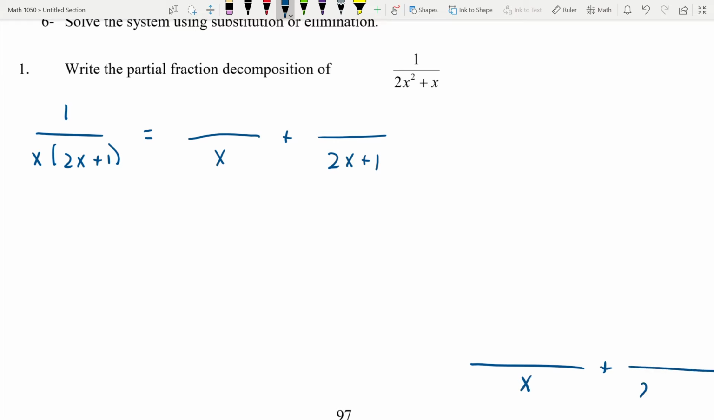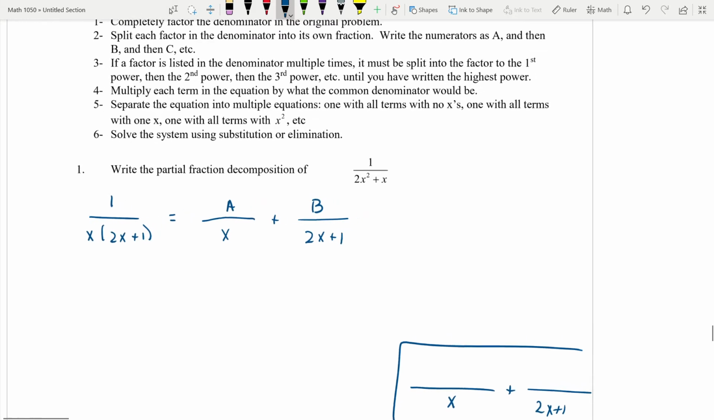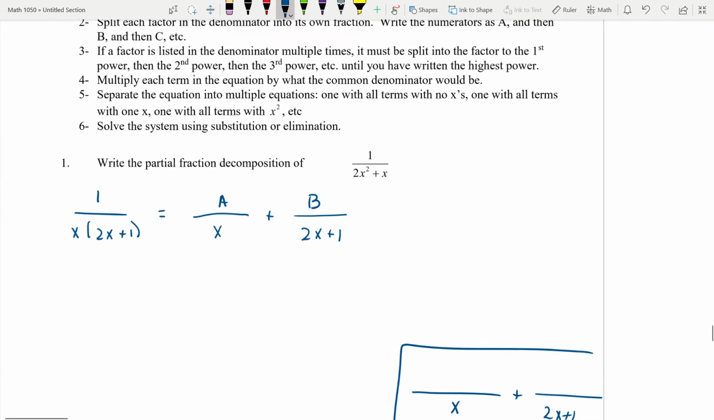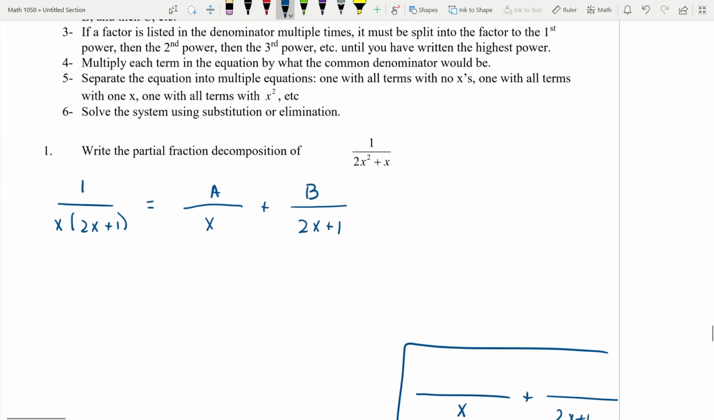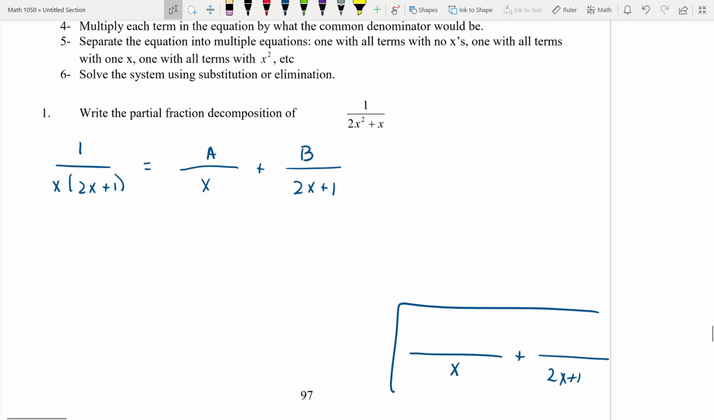I appreciate it. Okay, so that's what it's going to look like on that side, okay? That's my answer. Now I just have to figure out what goes on top. So I want you to put an A there and a B there, okay? So you've got to fill that in with something, okay? Then we're down to step number 4 is where we're at.